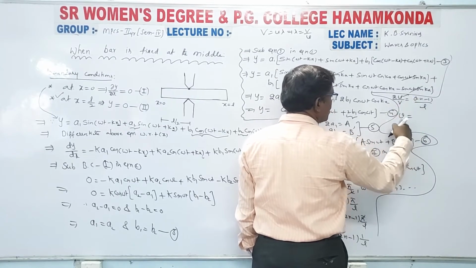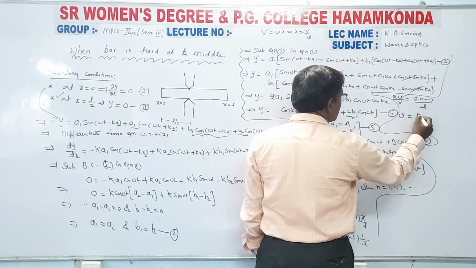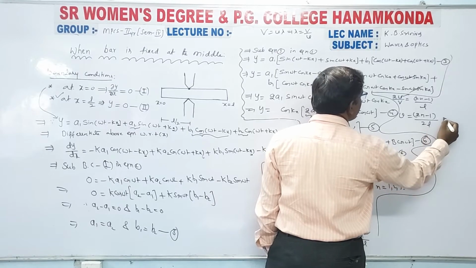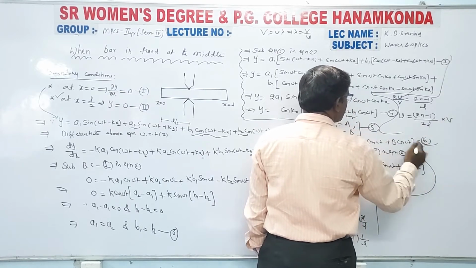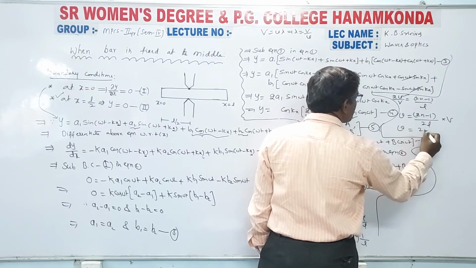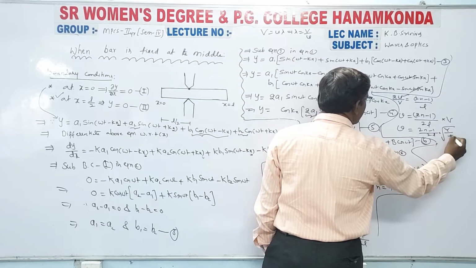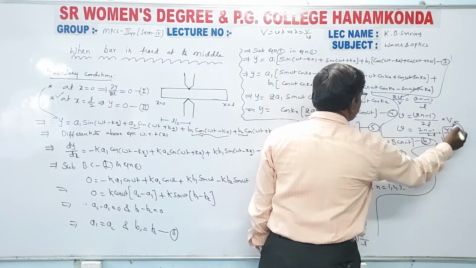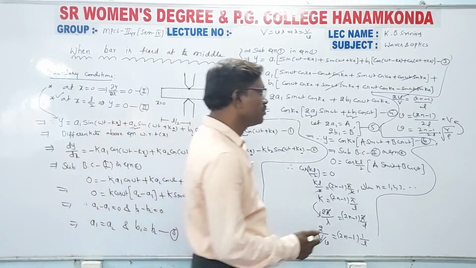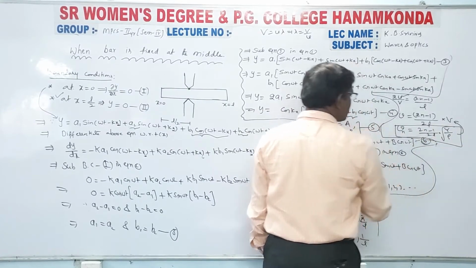Just keep this value on the LHS only. Take 2 by V from LHS to RHS, it will be reversed. So finally we get nu equal to 2n minus 1 by 2L into V. So the final expression will be 2n minus 1 by 2L into under root of Y by rho, where under root of Y by rho represents the velocity of longitudinal vibrations in a bar. So put nu as nu n. This is the final expression.